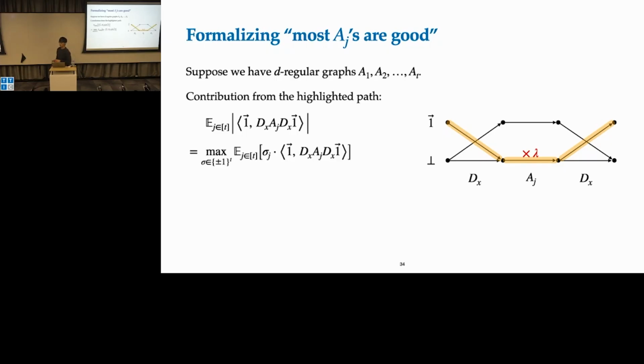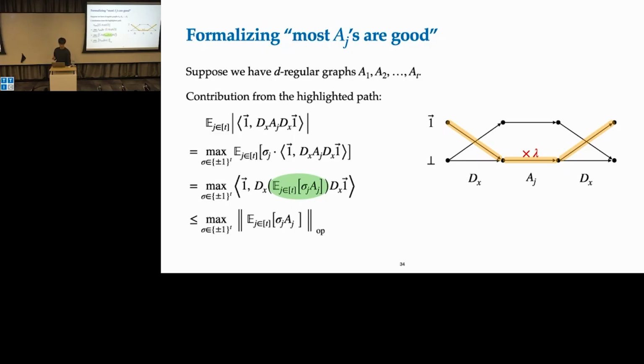First, I'm going to write the absolute value in the expectation as a sign. So here we have max over the signs plus minus 1 to the t. And the expectation over j, and I'm replacing the absolute value by this sign sigma j times the quadratic form. Okay. And I will push the expectation in sigma j inside the quadratic form. So the max of sigma is still outside. And now there's a matrix in here. It's the expectation over j, sigma j, aj. I'm just pushing the expectation and sigma j into the quadratic form. And then the next thing I'll do is just bound this term by the operator norm.